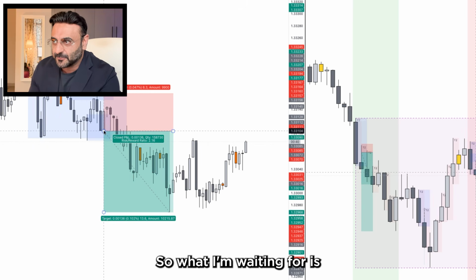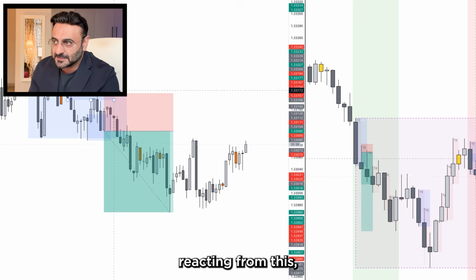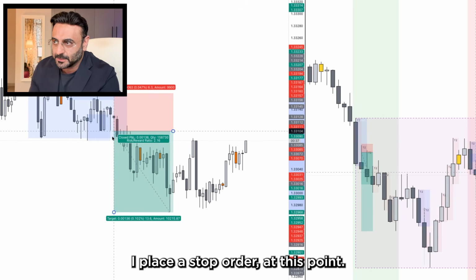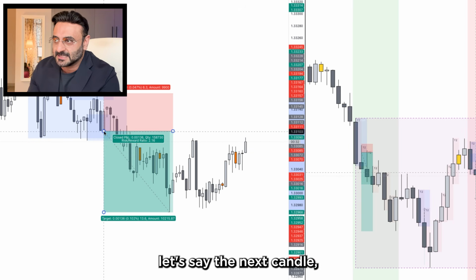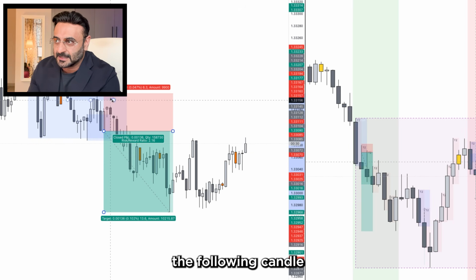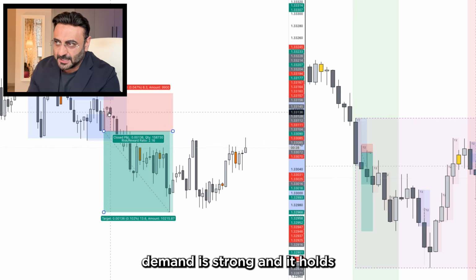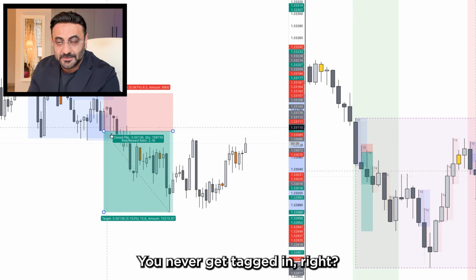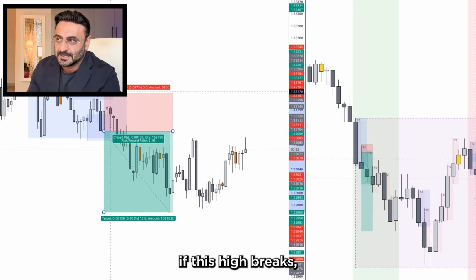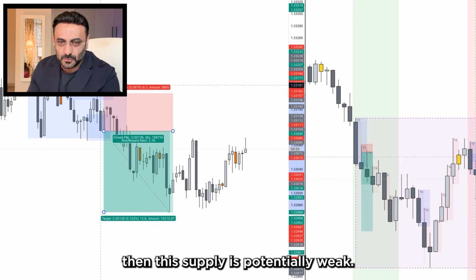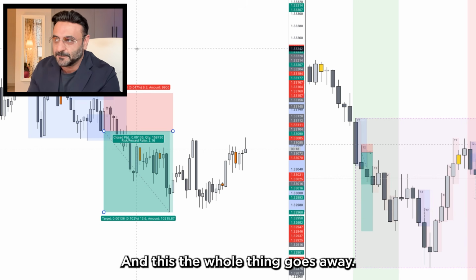So what I'm waiting for is when the price starts reacting from this, I place a stop order at this point. When I place the stop order at this point, let's say the next candle, the following candle, demand is strong and it holds and it goes in the opposite direction, you never get tagged in, right? Because this high breaks. If this high breaks, then this supply is potentially weak and the whole thing goes away.